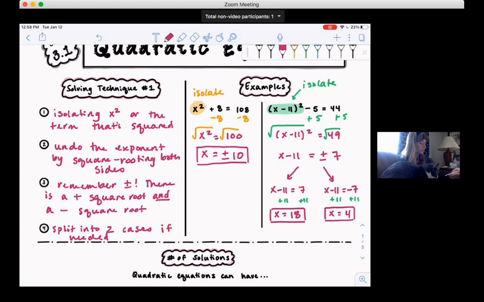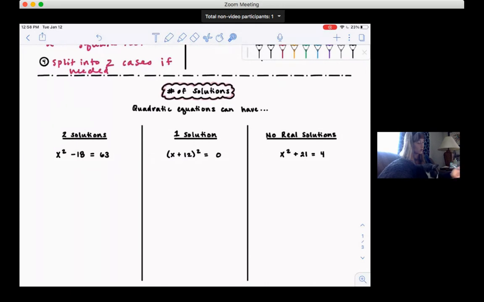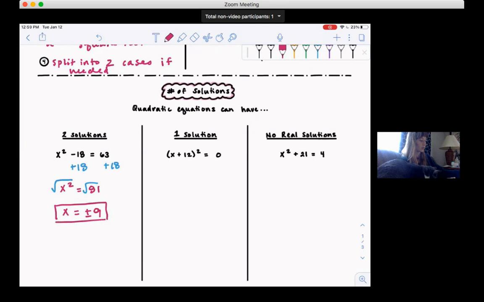We also want to talk about number of solutions. So both of these examples ended up having two solutions, and that's a common thing. Quadratic equations can have two solutions. So just like we've seen, this equation to solve, we would start by adding 18 to both sides. That would give us x squared equal to 63 plus 18 would be 81. And then to get rid of our exponent, we square root both sides. And we remember plus or minus, so we get x equals plus or minus 9. And we have two possible values for x.